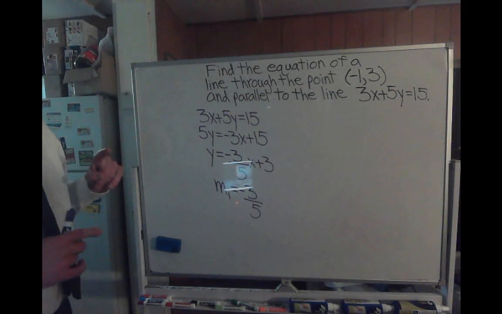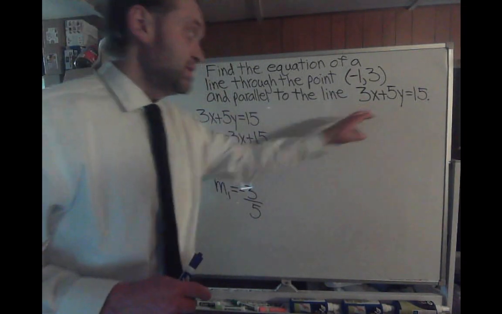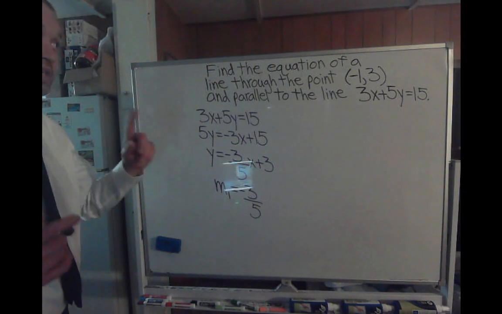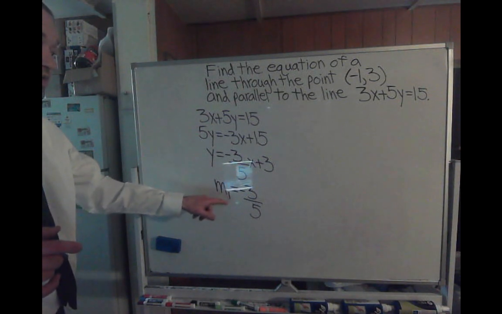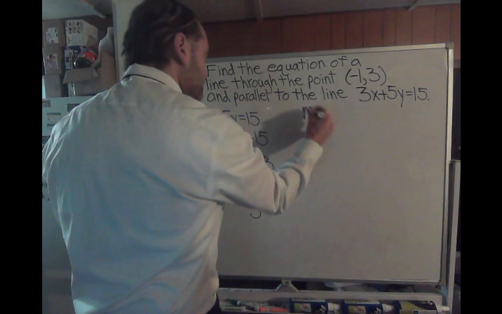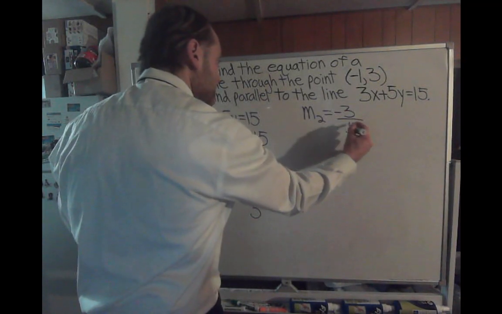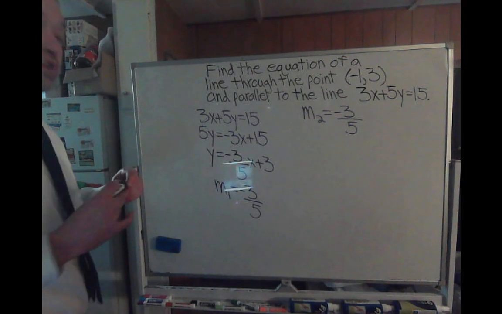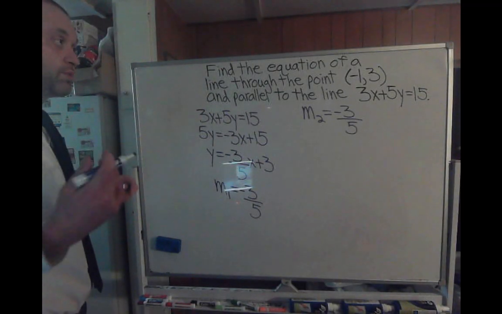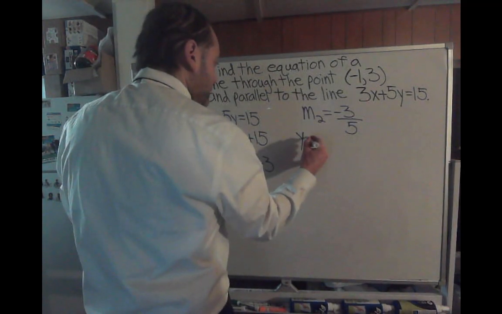So now we need to find the slope of the line through the point negative 1, 3 and parallel to this line. If it's going to be parallel to that line, that means the slope of the next line going through negative 1, 3 should also be equal to this slope. So the slope of the second line should also be negative 3/5 in order for it to be parallel. Now that we know the slope of the line that's passing through the point negative 1, 3, we need to actually do the equation in point slope form.